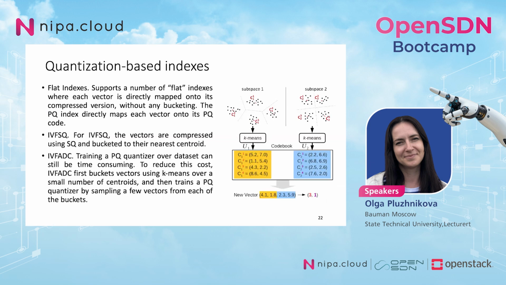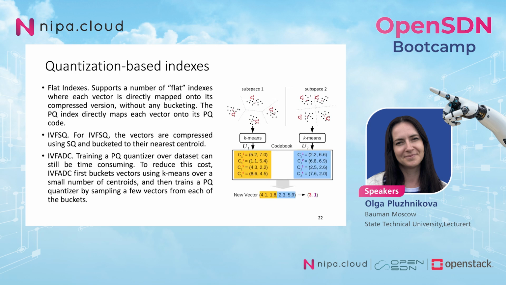Quantization-based indexes include flat indexes, where each vector is directly mapped into its compressed version without any bucketing. The standard quantizer index, SQ, performs a bit-level compression, for instance, by mapping 64-bit doubles into 32-bit floats. The PQ index directly maps each vector onto its PQ code.